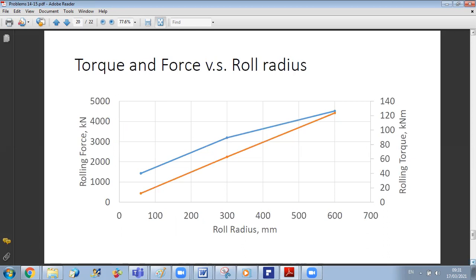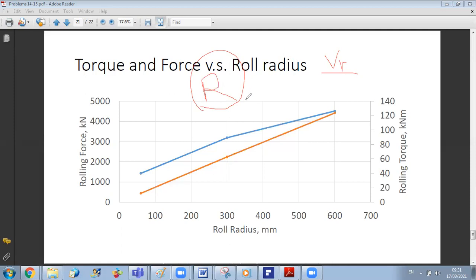To do the analysis, we will draw the graphs. In this problem, we have a radial velocity vr, and what we are changing is the radius r. We are just changing r while keeping the same value of vr. We want to see what will be the effect on the rolling force, the rolling torque, and the power.